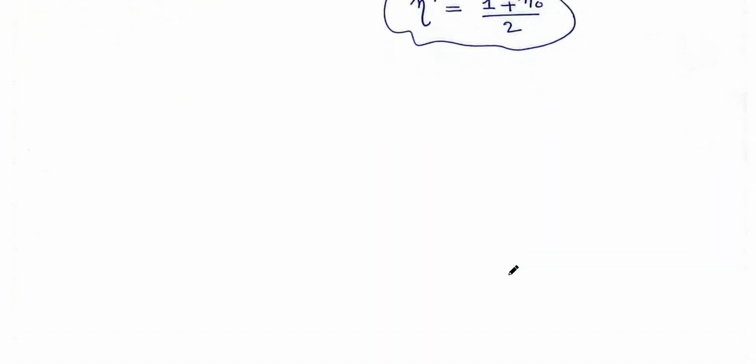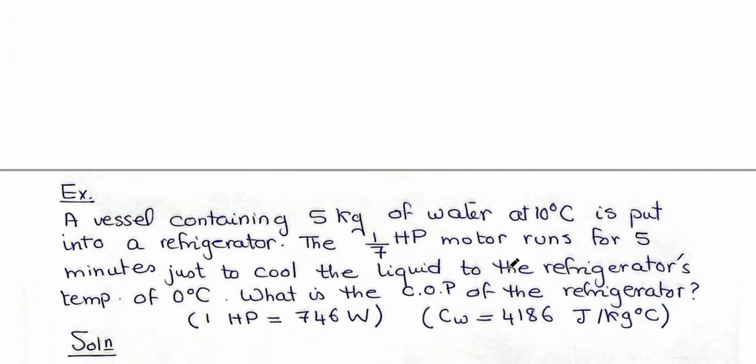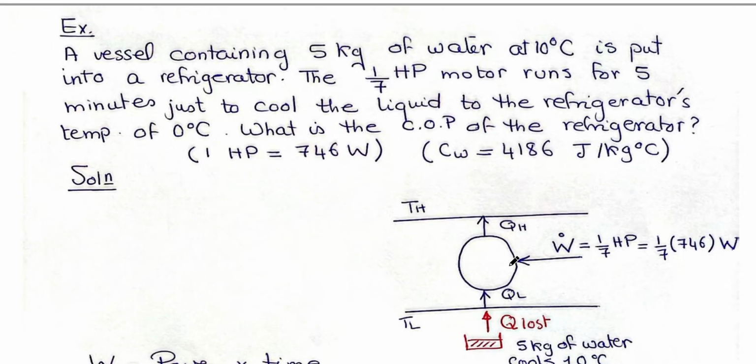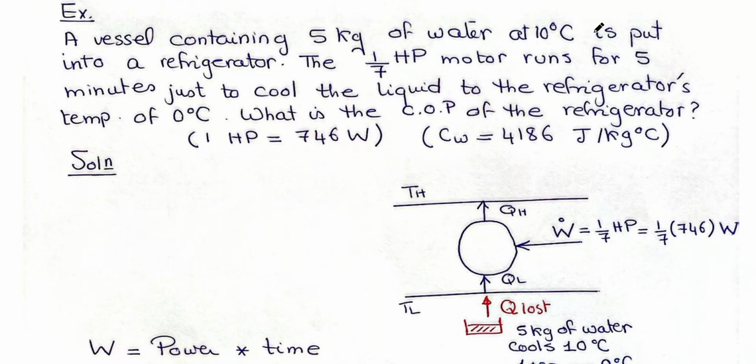Another example, using a refrigerator. A vessel containing 5 kilograms of water at 10 degrees is put into a refrigerator. The 1 over 7 horsepower motor runs for 5 minutes just to cool the liquid. The horsepower is a unit of power, and the power is joule per second. So we have the power given to the compressor of the refrigerator, which is 1 over 7 horsepower.